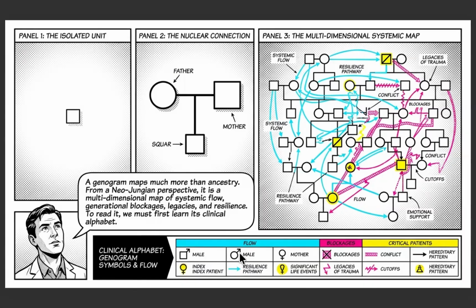Males are squares, females are circles. That's a symbol for female. But males are squares, females are circles. Index patient, that's the person who's many times the scapegoat, or the person who's the identified patient who's supposed to get the help. Resilience pathway, here is an arrow. Significant life events we discuss. Blockages, legacy of trauma, conflict, critical patients, the conflict, hereditary pattern, cutoffs. You see there's that little jagged line with the emotional cutoff line here in a hereditary pattern.